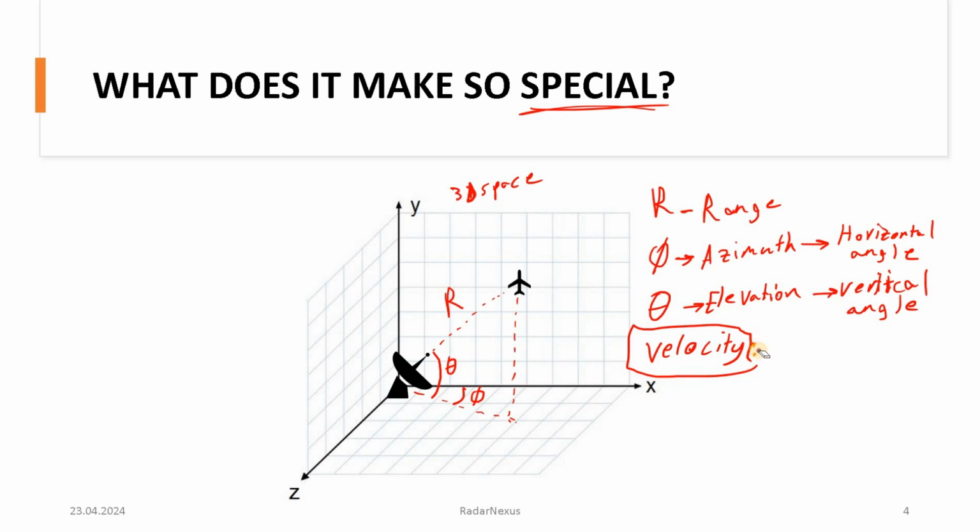So now we said that radar can measure range, horizontal angle, vertical angle, and velocity. Is that it? Does radar not have any more advantages? Radar also has the advantage that it can work in any lighting condition.